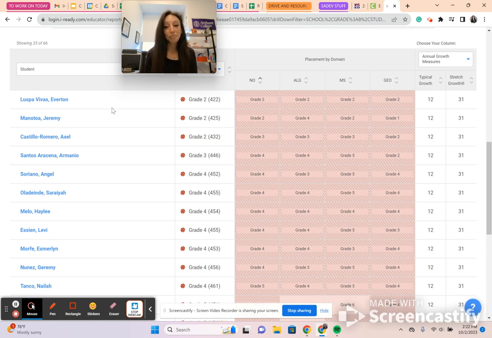And from here, I could take a look and see, okay, it looks like Everton, Jeremy, Axel, they're in a similar range. Those 3, we've got a similar range of Armanio, Angel, and Saraya, and Haley, and Levi. This group gets really big in the 450s. And so you take a look at maybe some of our bubble kids. Let's take a look at the second group.